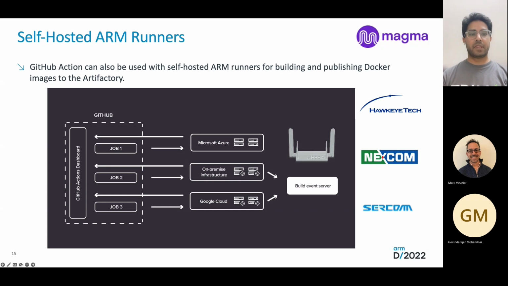Okay. So a very useful thing that we learned is that we can also use self-hosted ARM runners on GitHub Actions, which work flawlessly with AWS Graviton 2 instances. But we have to manage all these nodes manually, so we didn't opt for that. If any of the community members would like to try these self-hosted runners, they can use any of the cloud vendors or third-party companies such as Hawkeye, Nexcom, or Sercom devices for building these ARM images. They can just fork the Magma repo and test it out on their forks.